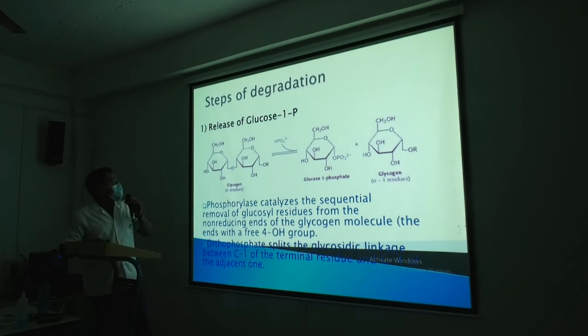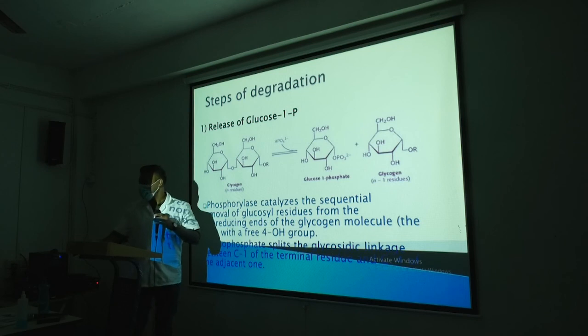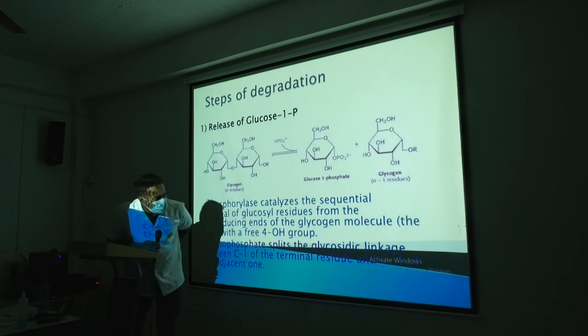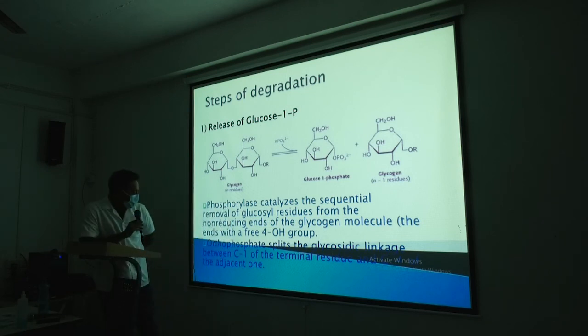The first step is known as phosphorylation, which is release of glucose 1-phosphate by the enzyme phosphorylase. It catalyzes the sequential removal of glucosyl residues from the non-reducing ends of the glycogen molecule. Orthophosphate splits the glycosidic linkage between C1 of the terminal residue and C4 of the adjacent one.